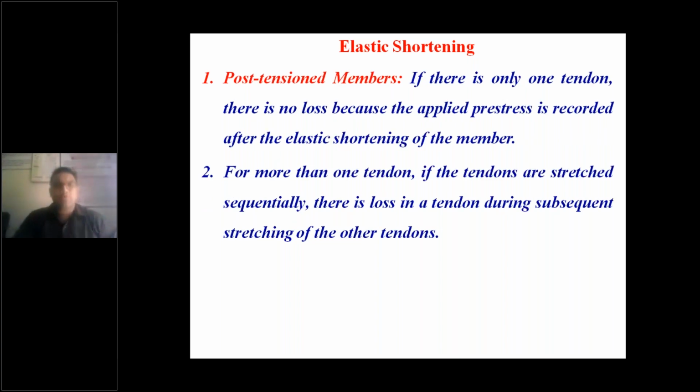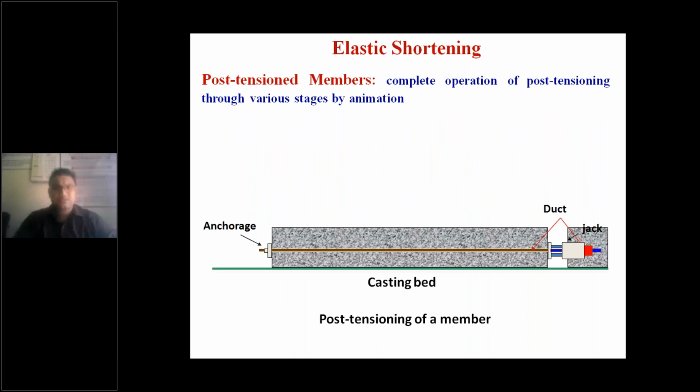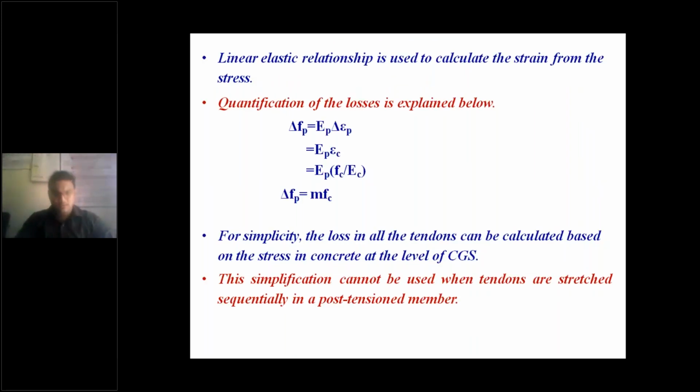And what do you mean by post-tension member? If there is only one tendon, there is no loss. When there is a group of tendons, when you are stressing them subsequently one by one, then elastic shortening takes place. That's also what we discussed in elastic shortening, isn't it? So these are the pictures of a pre-tension member, and this is a picture of a post-tension member, right? And now straight away we'll go to the calculation. How to calculate the elastic shortening loss?